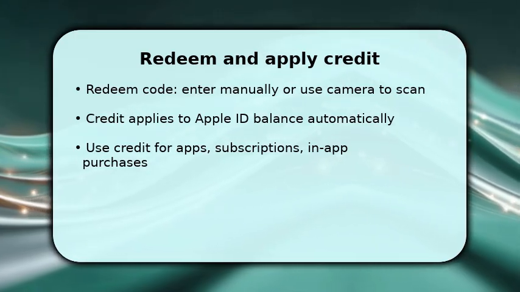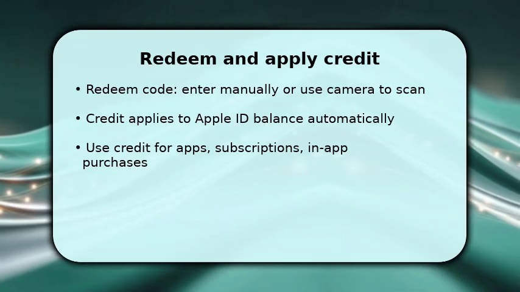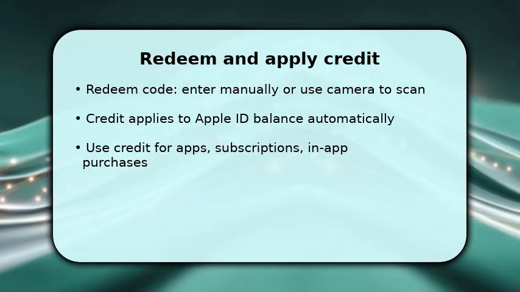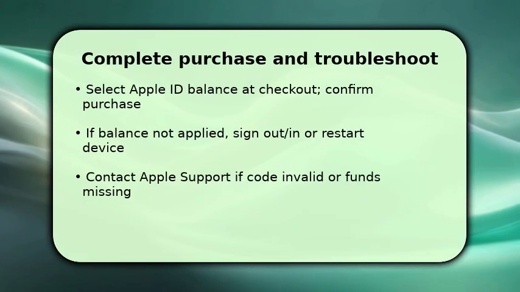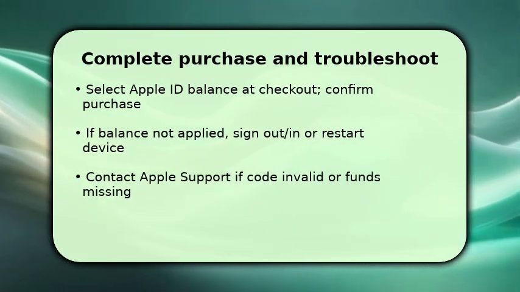If an item costs more than your credit, the remaining cost charges your primary payment method. Make sure that card is valid. To finish, select your Apple ID balance at checkout and confirm the purchase. You'll see the deduction in your account history.